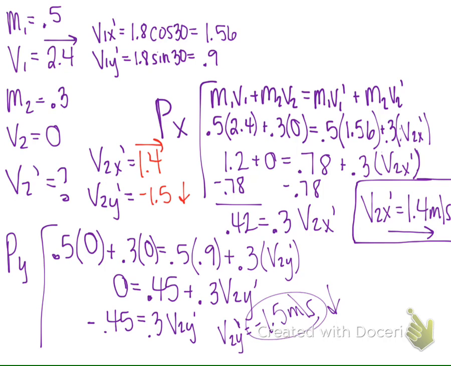We have the components now of our second object's final velocity. So once we have our components, we need to add these vectors tail to tip, use our Pythagorean theorem, and our second tangent to solve for that. So we know our x vector is going to the right at 1.4, and our y vector goes down 1.5 meters per second. We need to solve then for our resultant vector, which would then be v sub 2 prime. We also need this angle right here, theta.